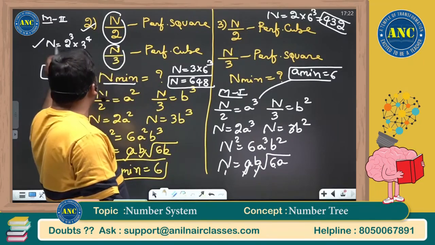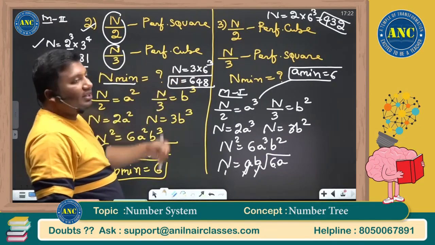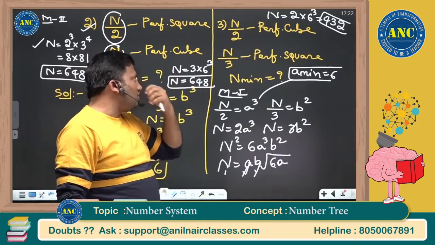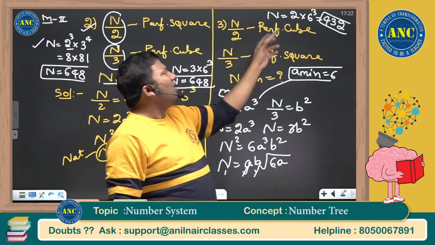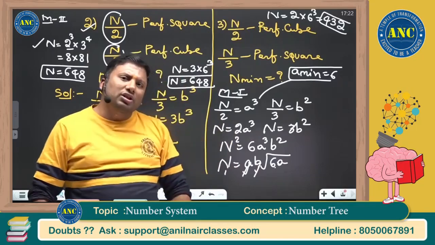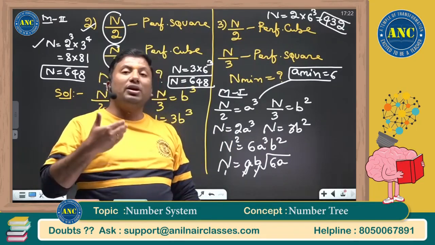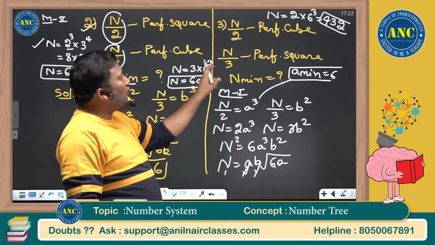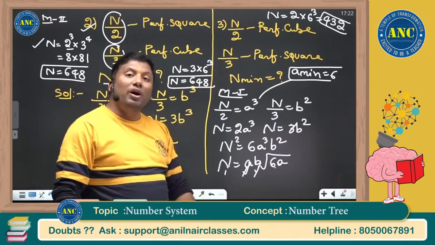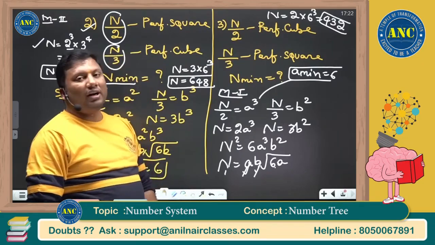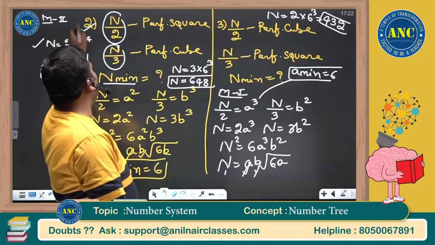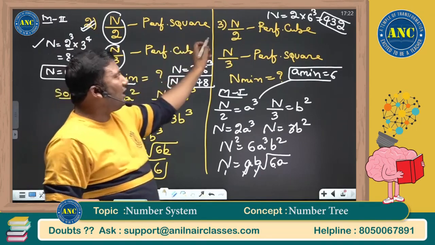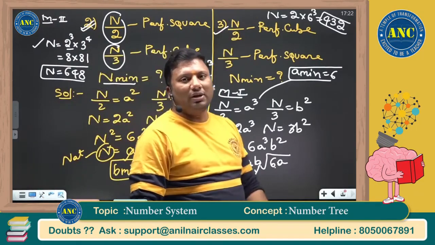The same method, whatever I said right now, you can try it out in this method. You should also get the answer. You can check it out. 432 by 2 is nothing but 216, and 216 is 6 cube. 432 by 3 is nothing but 144, and 144 is a perfect square. A management exam question and a replica question. I hope this concept is clear.